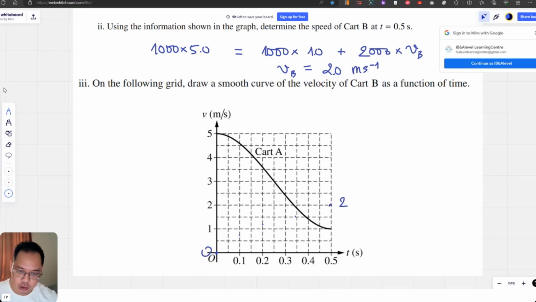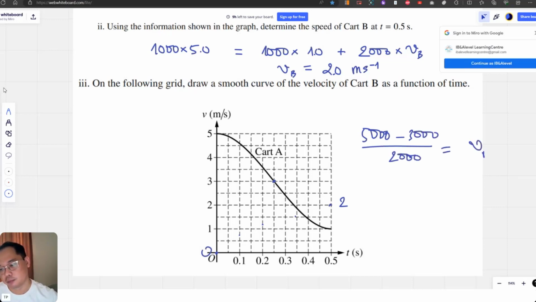For example, choose a point that is easy to read the value, such as this point. When the speed of cart A is 3, we have 5,000 minus 3,000, and then divide by 2,000. This is the speed of cart B at the time here, 0.25 seconds. So this is 2,000 over 2,000, that is 1. The speed is 1, which is here.